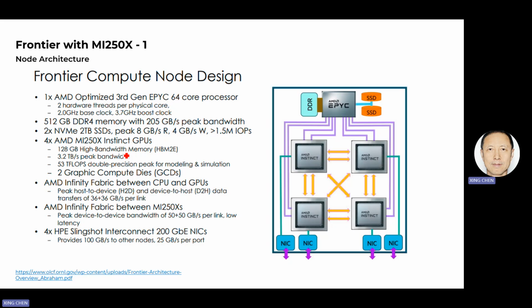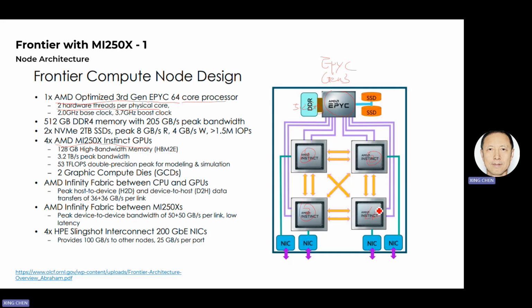It has one AMD Generation 3 EPYC CPU, and on the CPU you can have 2 threads per core. Then you have 512 gigabytes of memory, and you have 2 hard drives, and notably you have 4 MI250X GPUs. So 1, 2, 3, 4.